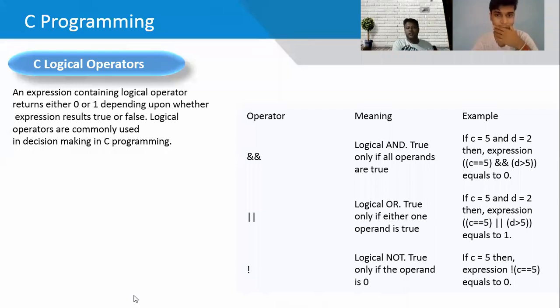Expressions contain the logical operator and return either 0 or 1 depending upon whether the operation is true or false. Logical operators are commonly used in decision making in a C program.